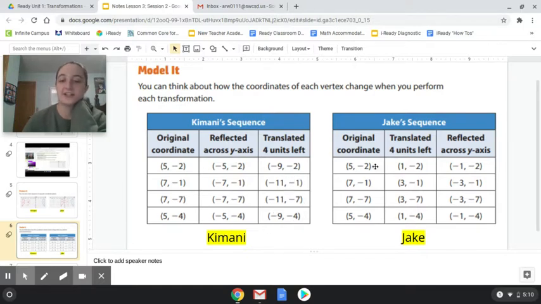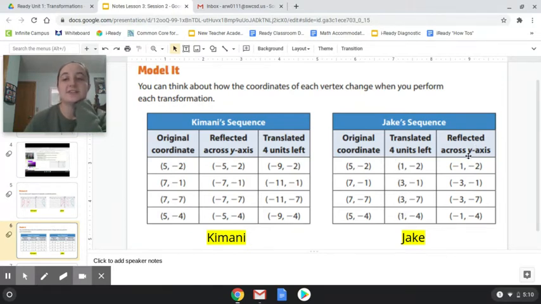Jake, on the other hand, he started by translating 4 units left. So you're going to take each of your x values and subtract by 4. So 5 minus 4 is 1. 7 minus 4 is 3. 7 minus 4 again, 3. 5 minus 4 is still 1. So this is the new coordinates.